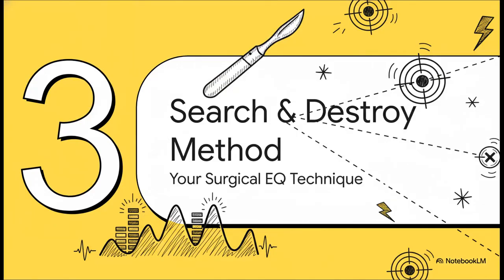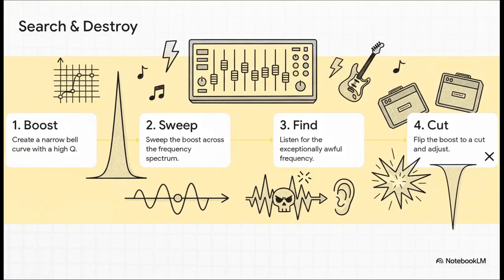Okay, so we know what we're looking for, but how do we actually find these problem frequencies? Well, there's a classic surgical technique that pros use literally all the time. It's a super simple four-step process. First, you boost. You take an EQ band, make it really narrow, and crank the gain. Step 2, you sweep it around. As you move it across the frequencies, you listen.